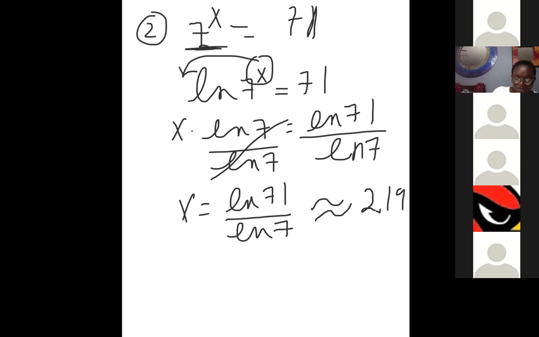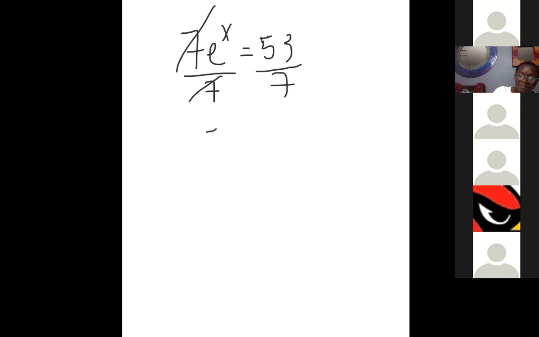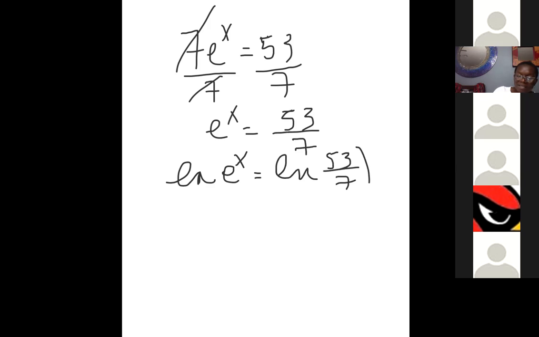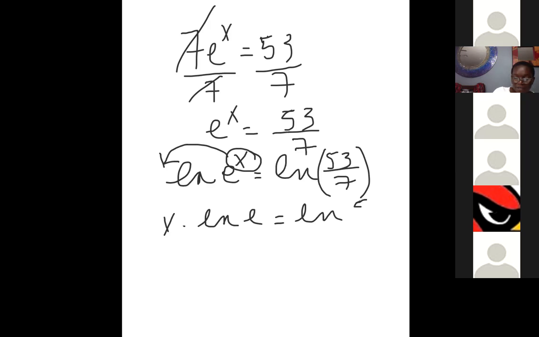On this one right here, we have 7 e to the x is equal to 53. Now, for this one, guys, e to the x is the exponential term. So we want to isolate it by dividing both sides by 7. So the 7's cancel out, leaving you with e to the x equals 53 over 7. Now, take the natural log of both sides. There's that natural log e in there, guys. So we apply the property of logs, x becomes a coefficient. So you have x times natural log e equals natural log of 53 over 7.